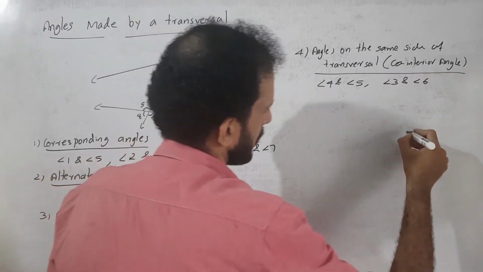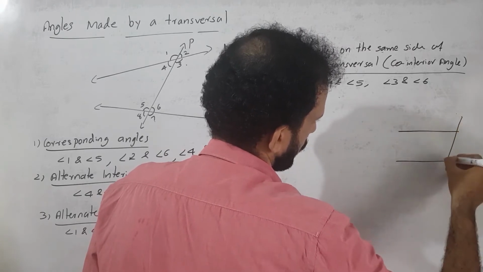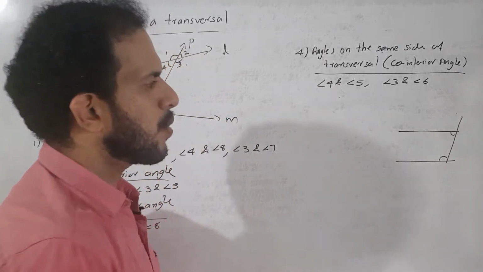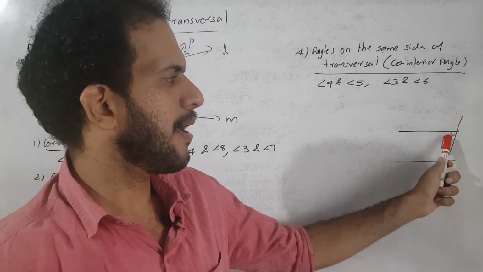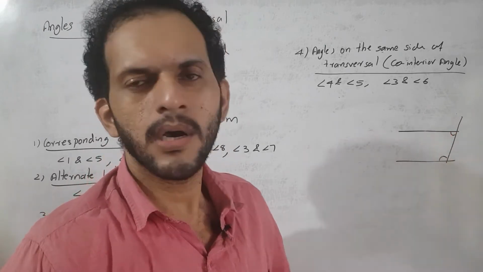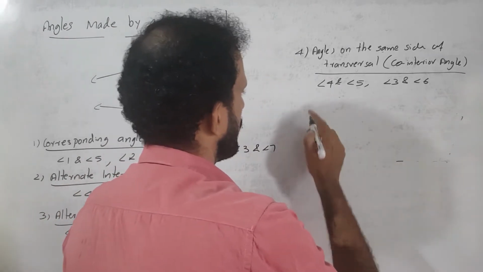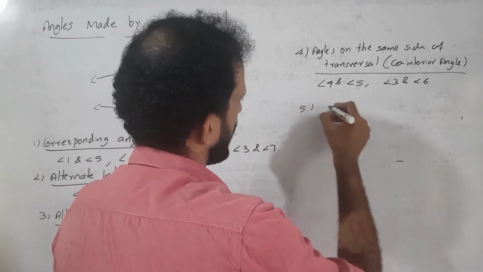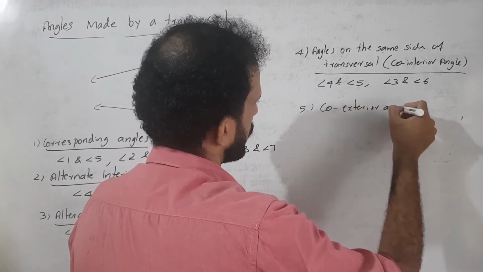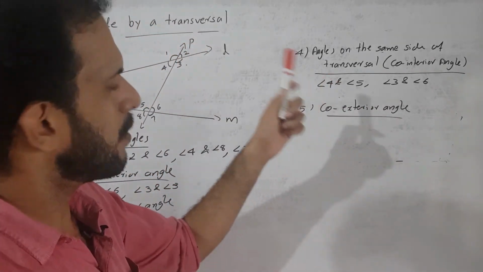The position is like this: when two lines are cut by another line, this type of angles is called co-interior angle. Then one more is there, the last one. What is that? Co-exterior angle, or angles on the same side of the transversal on the exterior part.